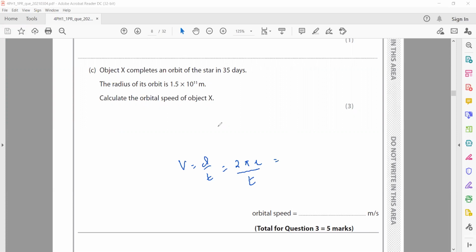So it will be 2 × 3.14 × the radius of orbit, which is 1.5 × 10^11, divided by time, 35 days, which we convert into hours by multiplying by 24, then multiply by 60 to convert into minutes, then multiply by 60 to convert into seconds. So speed will come out 3.1 × 10^5 meters per second.